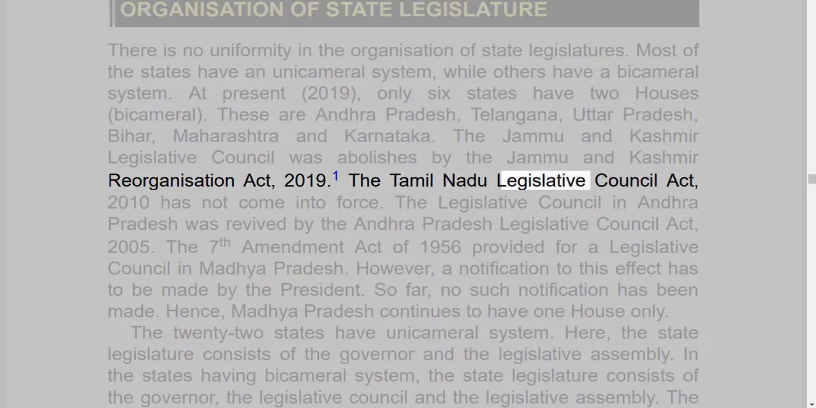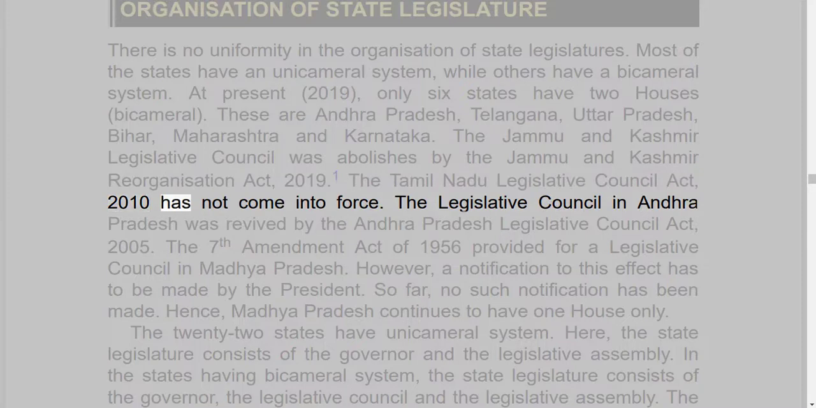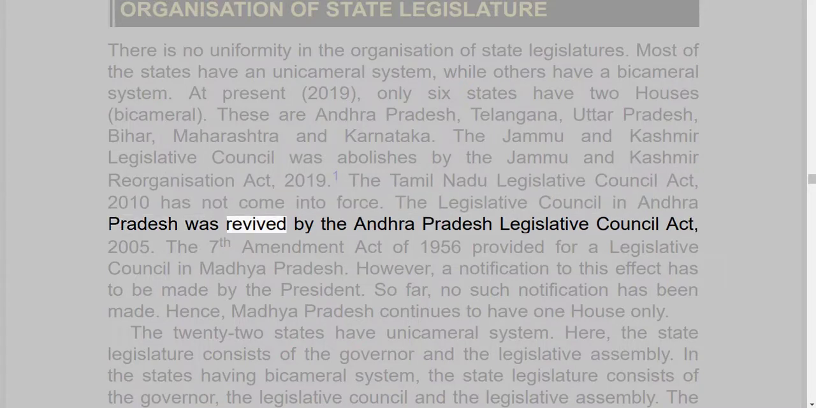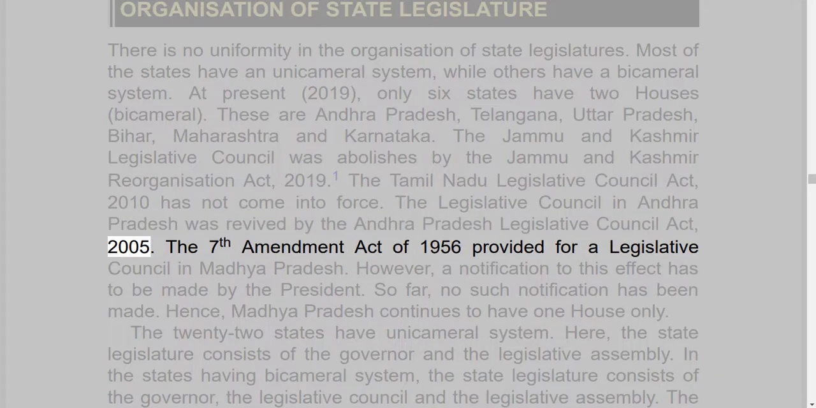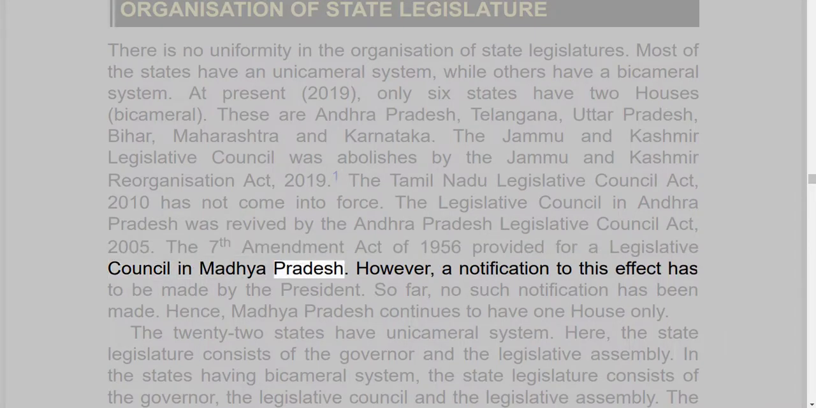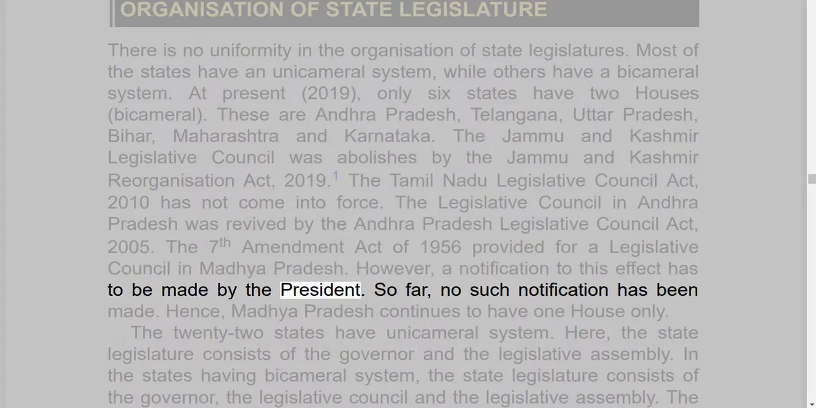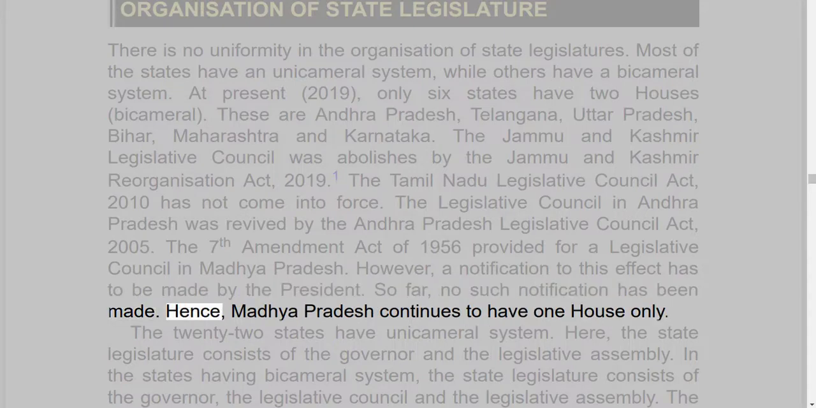The Tamil Nadu Legislative Council Act, 2010 has not come into force. The Legislative Council in Andhra Pradesh was revived by the Andhra Pradesh Legislative Council Act, 2005. The 7th Amendment Act of 1956 provided for a Legislative Council in Madhya Pradesh. However, a notification to this effect has to be made by the President. So far, no such notification has been made. Hence, Madhya Pradesh continues to have 1 house only.